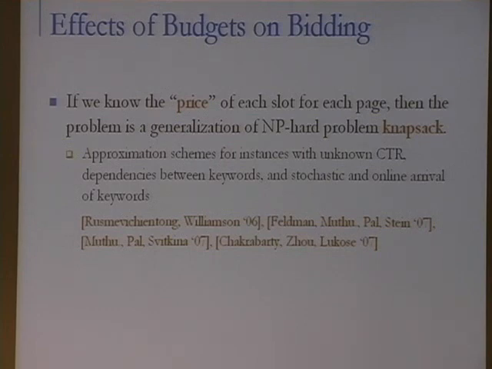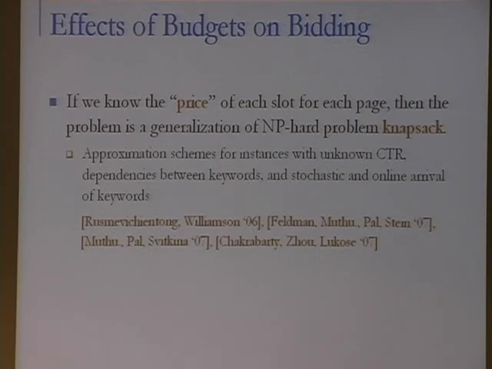Okay, so if I know the price of every slot for every keyword, then what I'm trying to do is choose at most one instantiation of each object for my knapsack, the objects here being the keywords, and I'm trying to choose a price level for that keyword such that the sum of the prices fits in my knapsack, the knapsack being my budget constraint, and my value is maximized.